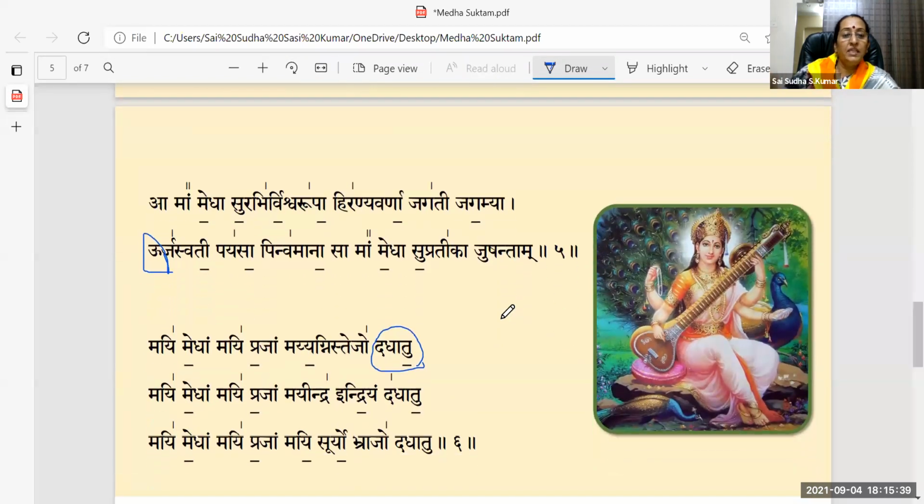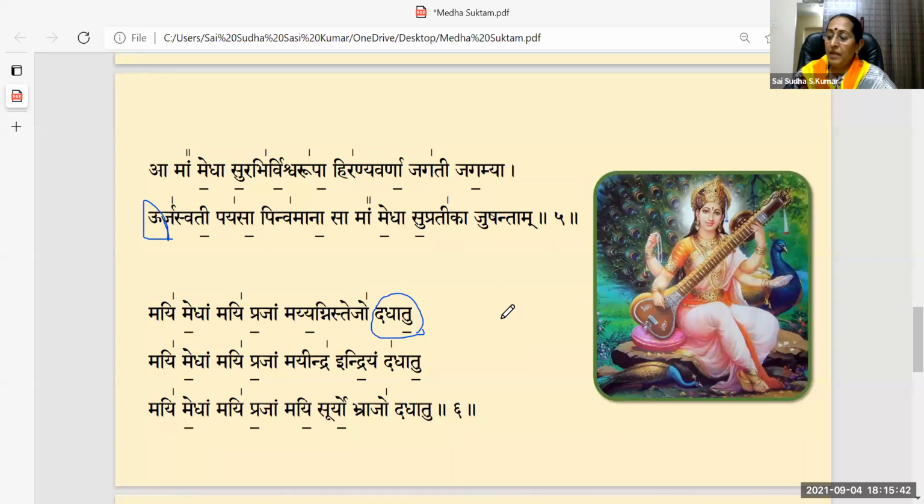Now, Mayi Medham, Mayi Prajam means we are praying to Agni, Indra and Surya for intelligence and progeny. Progeny is again not the personal progeny. It means the learning which has to be passed on from generation to generation. So we are praying to Agni for continuity of progeny, intelligence and the glow of Agni.